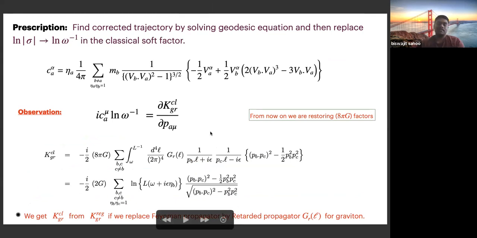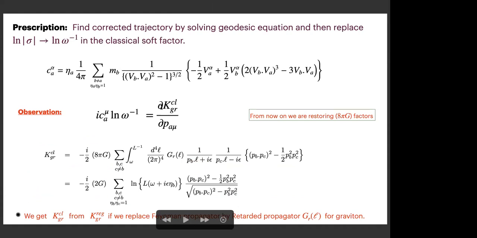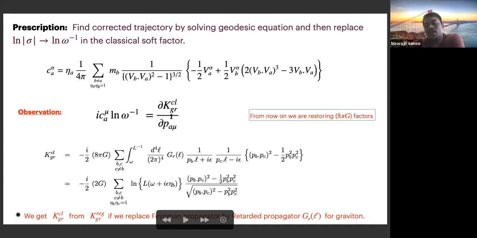But before that, I just want to mention one observation. Here we can solve the trajectory equation and find out the acceleration term, which is the coefficient of the log sigma in the trajectory. And what we see is that if we replace log sigma with log omega inverse, then this i times c times log omega inverse turns out to be the momentum derivative of the same eikonal factor, but when we evaluate the eikonal factor not with the Feynman propagator but with the retarded propagator.